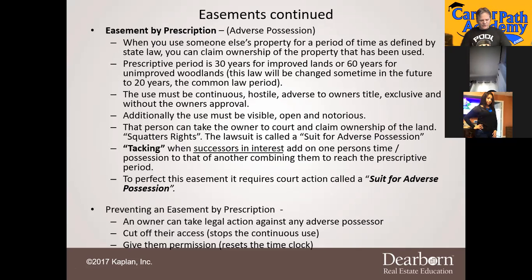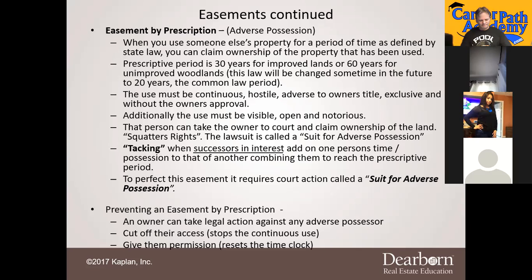And what is that time period? 30 years? Wait. 30 years for improved lands, and 60 years for unimproved vacant woodlands.